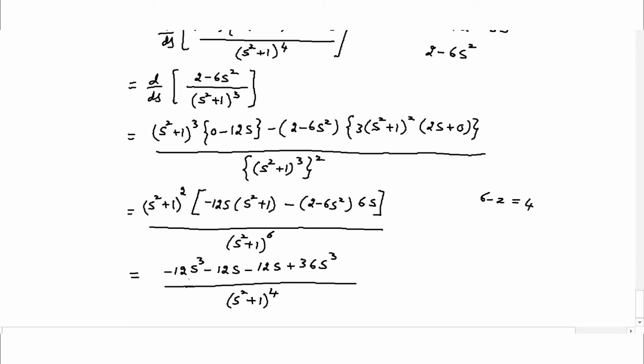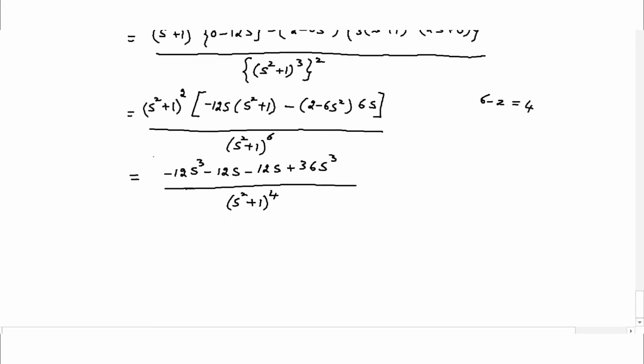That's the expression you have. Now further let us try to simplify this expression. This will be equal to, so like terms you can add or subtract. It is 36 minus 12. If you just subtract that value, you will be getting 24 s cube. Then minus, you have 12s, 12s will be 24 s.